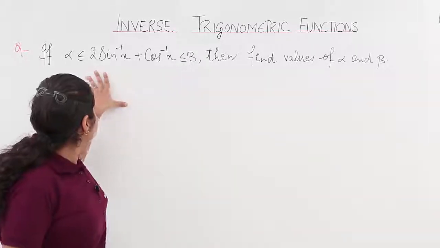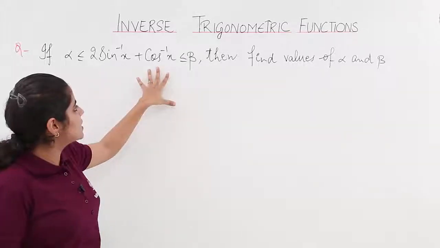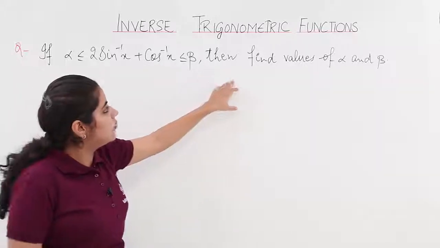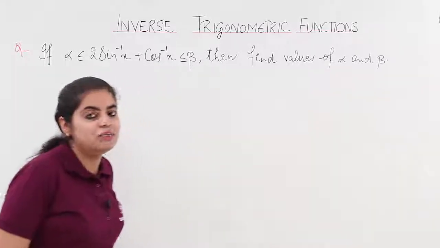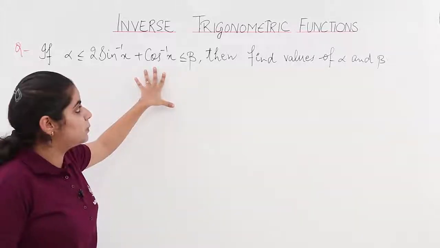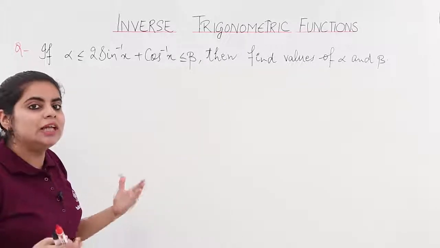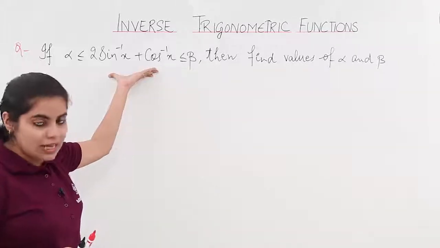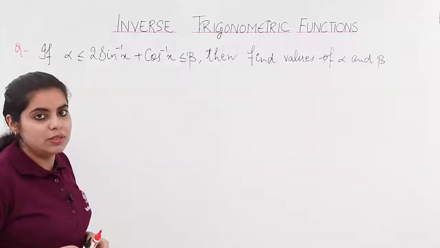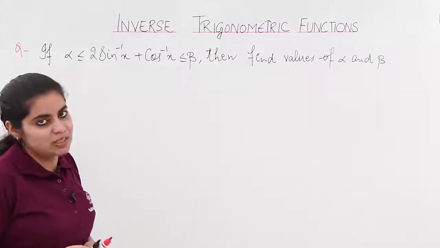The question is, if alpha is less than or equal to 2 sin inverse x plus cos inverse x, which is less than or equal to beta, then find the values of alpha and beta. Basically, the question is 2 sin inverse x plus cos inverse x and some range is given. The interval in which the function lies is alpha and beta. It is confined to alpha and beta and we need to find that alpha and that beta.